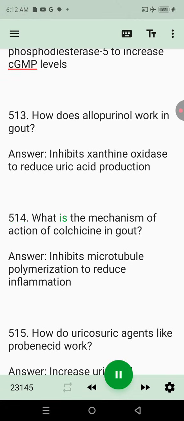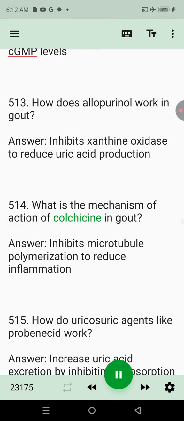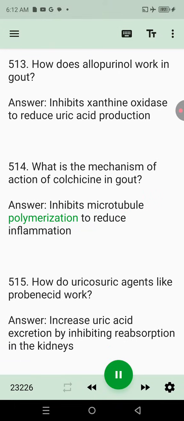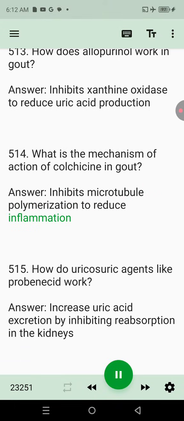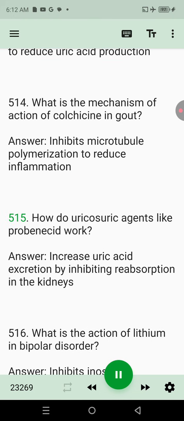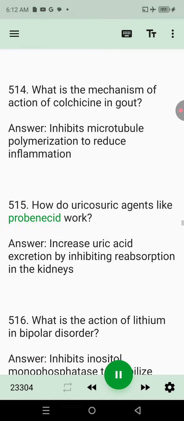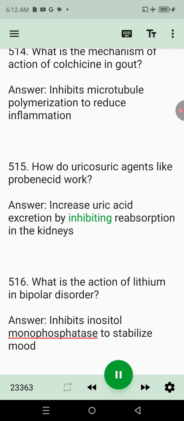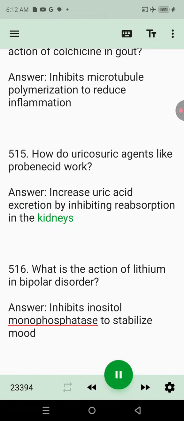514. What is the mechanism of action of colchicine in gout? Answer. Inhibits microtubule polymerization to reduce inflammation. 515. How do uricosuric agents like probenecid work? Answer. Increase uric acid excretion by inhibiting reabsorption in the kidneys.